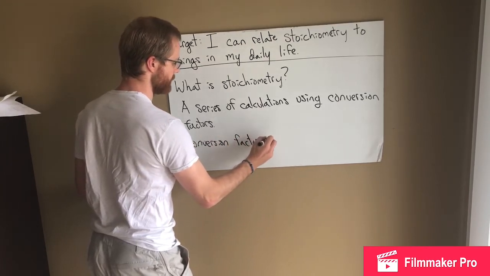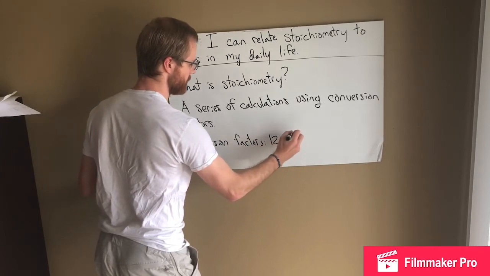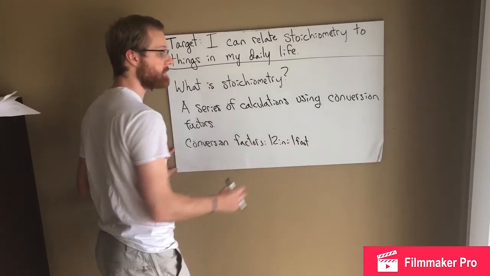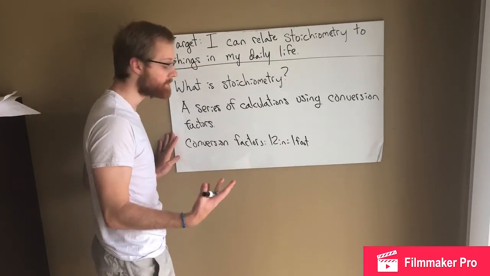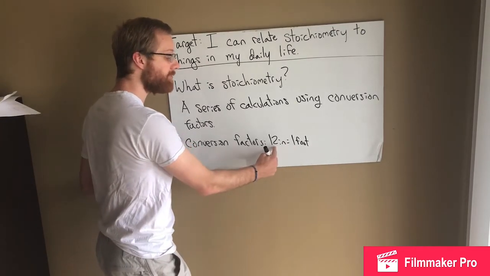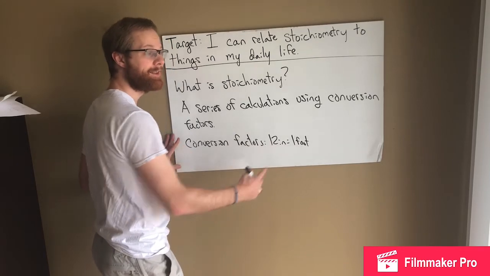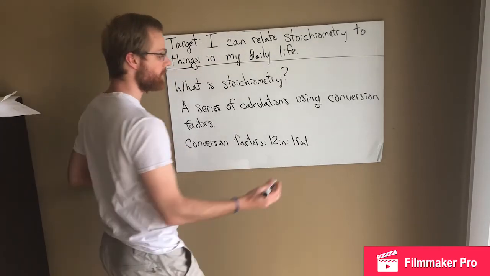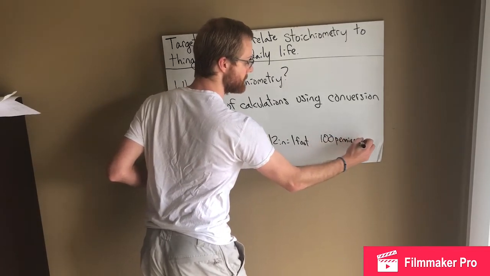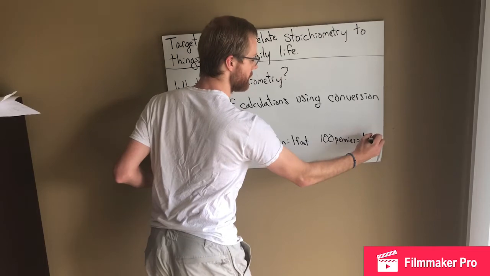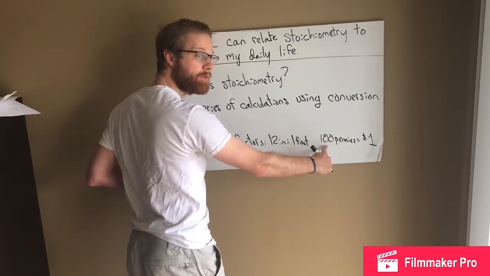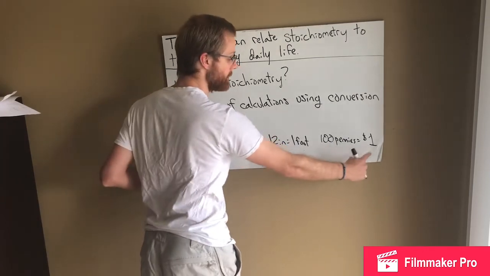Some examples would be 12 inches in 1 foot. That is a conversion factor. It's just a comparison of two numbers, a ratio of two numbers that have different units. While the numerical value of these units is different, their value is the same. It's kind of like saying 100 pennies is equal to $1, right? Even though 1 is different than 100, the value of 100 pennies is the same as the value of $1.